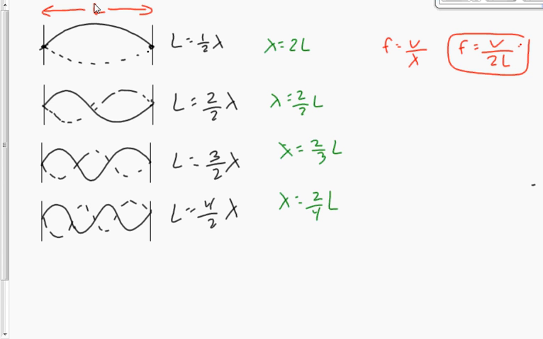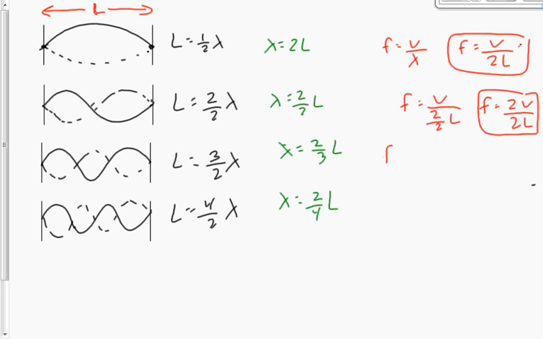Now let's take a look at the second one. Once again, F is equal to V over lambda. But lambda is 2 over 2 times L. Let's just make it F is equal to 2V over 2L. You could simplify that if you want, Lewis. It goes back to your question a few minutes ago. F is equal to V over 2L would be the exact same thing. But here we start seeing the pattern, right? V over 2L. 2V over 2L.